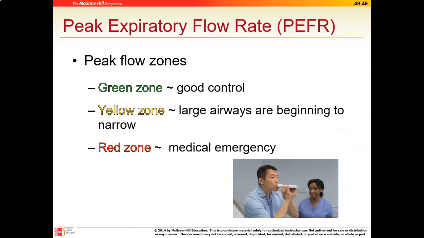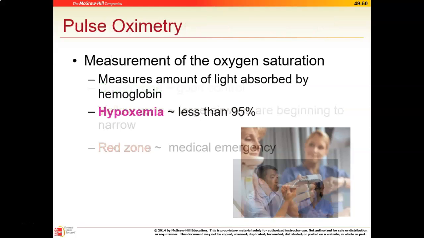When we look at the zones, it's just like our traffic light. Green zone is good. Green means go, but it also means good control. If we're in the green zone, then we're hitting about 80% of our normal lung volume or more, and that's good and acceptable. Then we have a yellow zone, and that's usually where we're starting to get bronchoconstriction of some sort, and the large airways are beginning to narrow, usually at about 50 to 80% of our normal expiratory volume. Red zone is not good. That's usually 50% or less, and that's usually a medical emergency. Then you need to make sure that they seek help immediately.